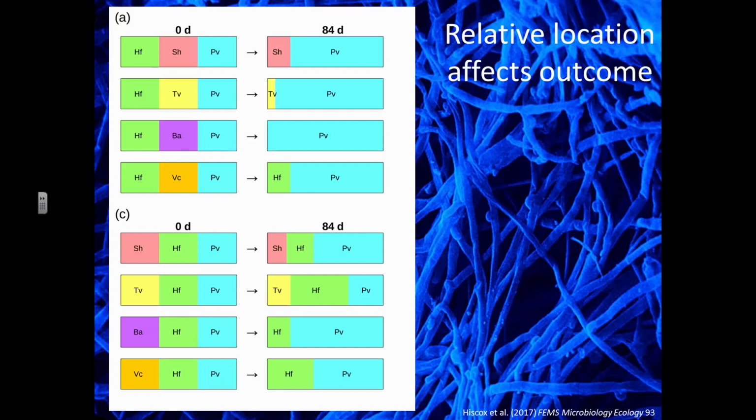So if you have Hypholoma on one end, Phanerochaete on the other end, and something else in the middle, after 84 days, Phanerochaete has nearly always won the whole lot of the territory. On the other hand, if you keep Phanerochaete on the end, but put Hypholoma next to it, and the other things beyond Hypholoma, it's different. Hypholoma does so much better. So it really matters what that fungus is sat next to, who it fights first.